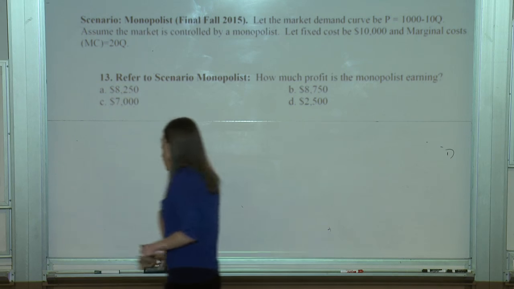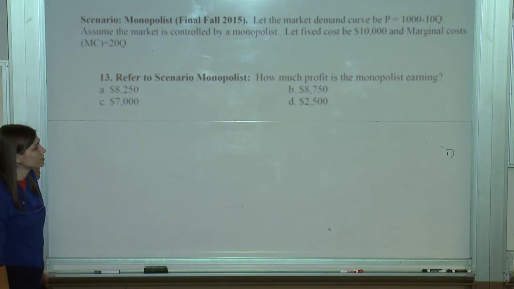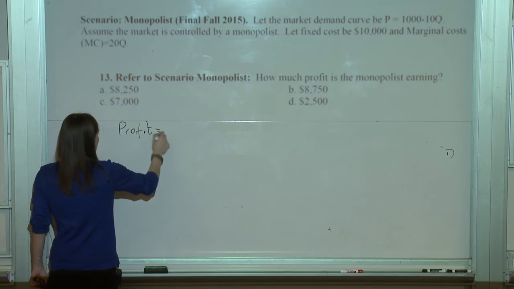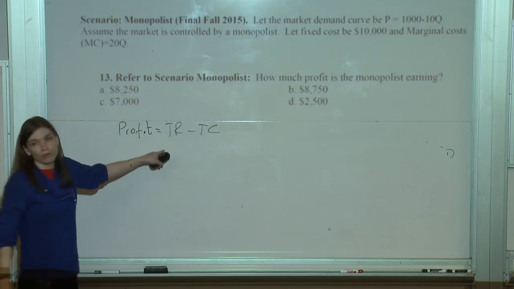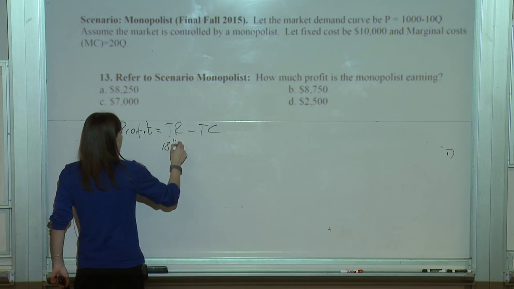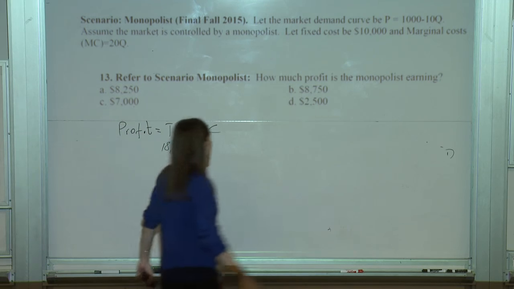Okay. Same scenario. How much profit is the monopolist earning? Profit equals total revenue minus total cost. Total revenue I found out in the previous problem, that was 18,750. So now I need total cost.